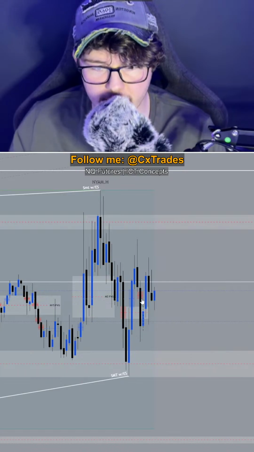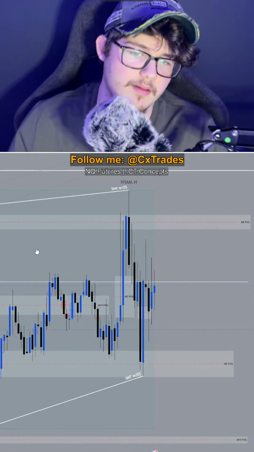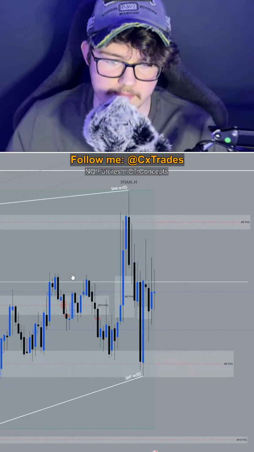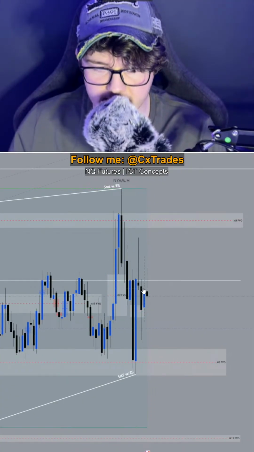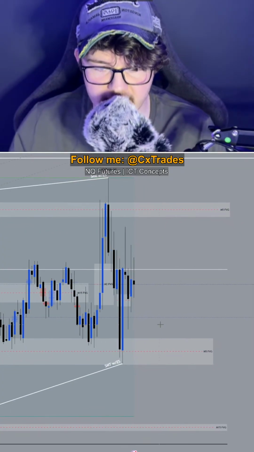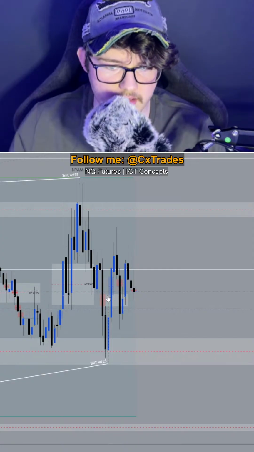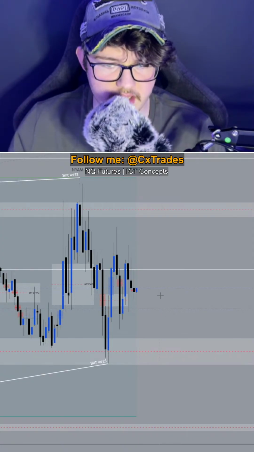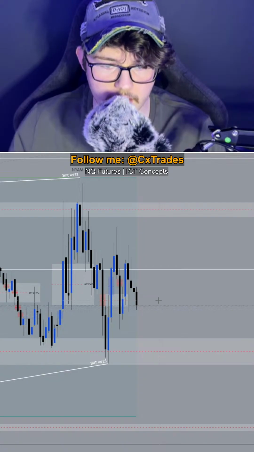Well, there's your closure below this one too, so this would have been a loss as well. In conditions like this, you really need to see a range high or a range low taken before you can even think about taking a position. If you're trying to take a position in the middle of this range, you're just taking every single inversion you see. That's not how to trade. That's a one-way ticket to blowing your account.